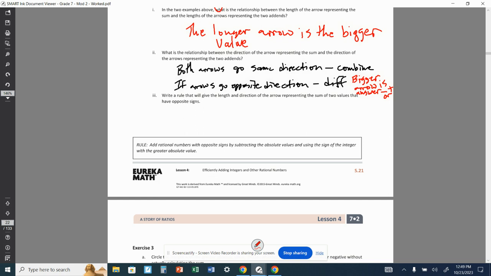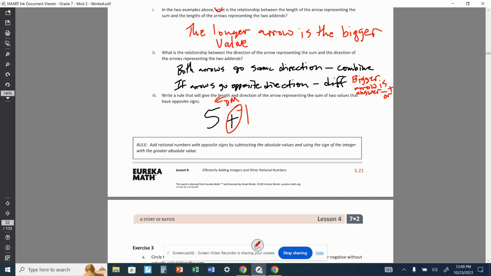Okay. Write a rule that gives the length and direction of the arrow representing the sum of 2 values that have opposite symbols. So let's just write, in this case, I want you to write an example. And so let's say instead of a rule, let's say 2 values have opposite signs. So 5 plus -1. We see right now that these 2 symbols don't match. So we know we're moving to the left. So now we're going to compare our 5 and our 1. Which one's bigger? The 5 is bigger.